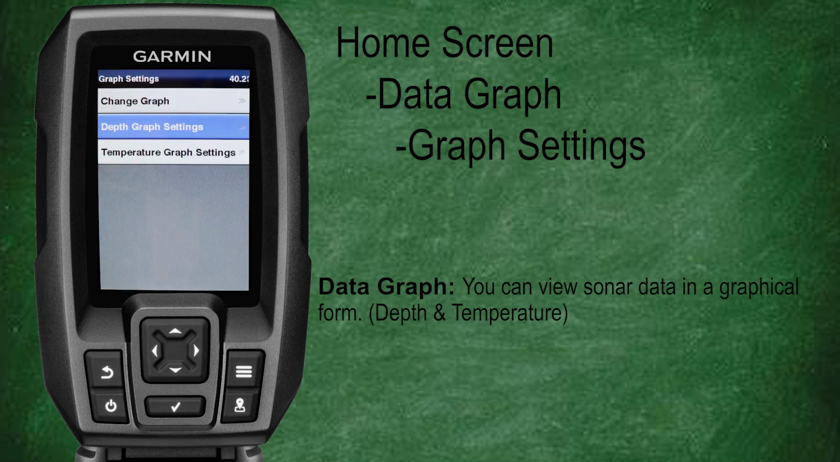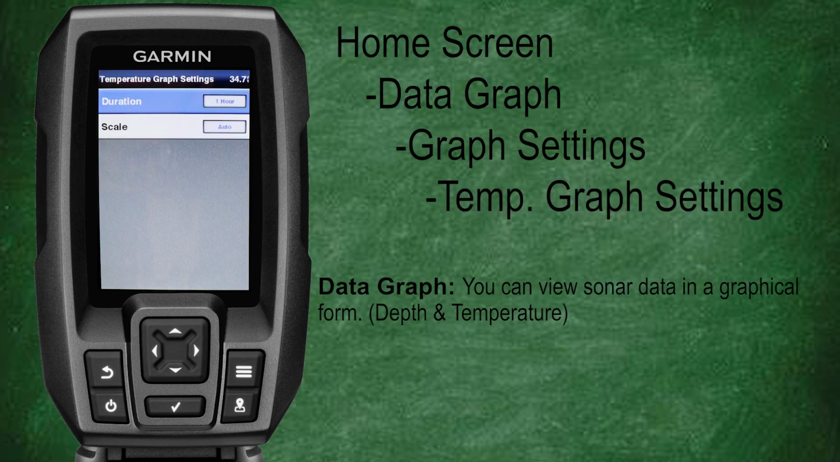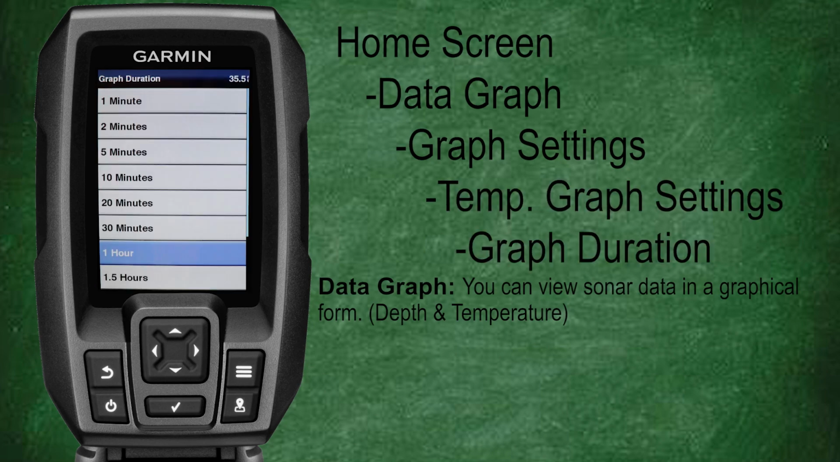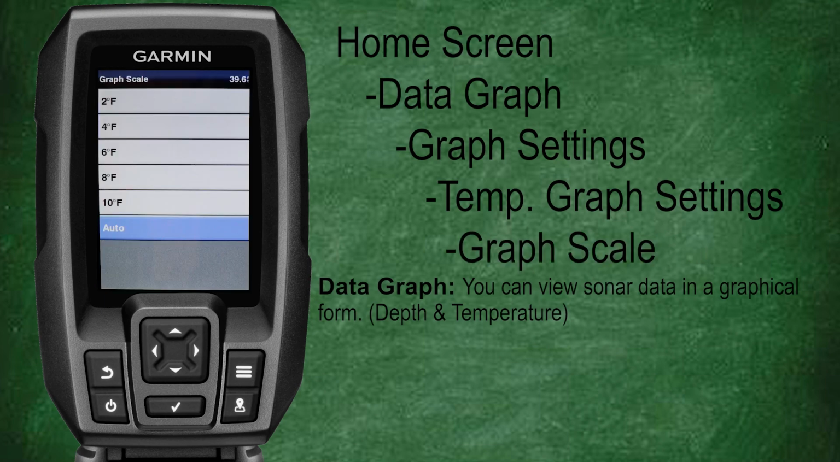Now let's move to the temperature graph settings. And again, you'll be able to adjust the graph duration and scale. Selecting duration will let you set the graph duration, and selecting the scale will let you adjust the graph scale, which again, I recommend leaving in auto.